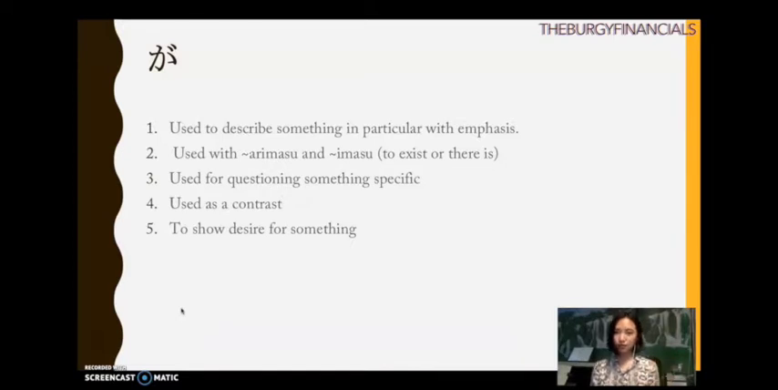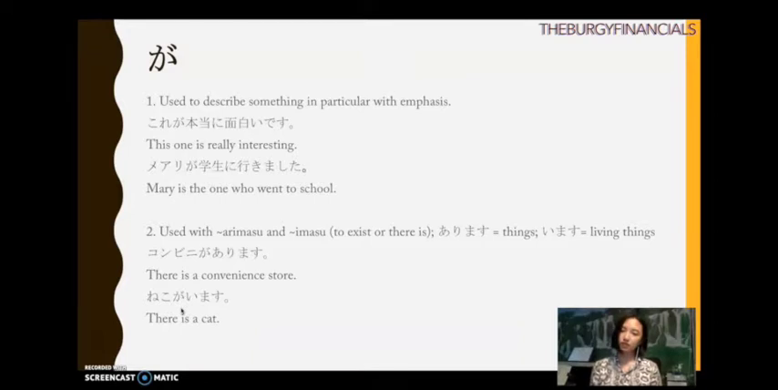First is to describe something in particular with emphasis. Second, it is used with arimasu and imasu, which means to exist or there is. It's also used for questioning something specific. It is used as a contrast, and it is used to show desire for something. So firstly, it is used to describe something in particular with emphasis.